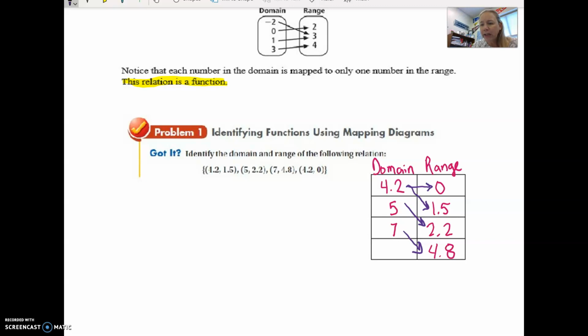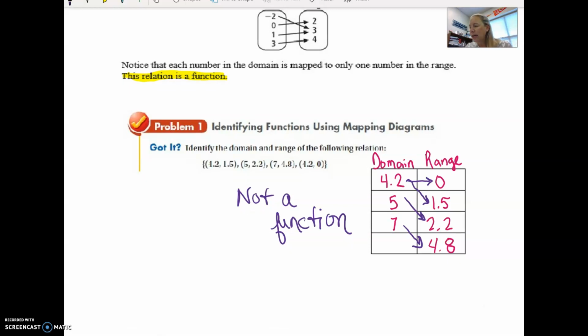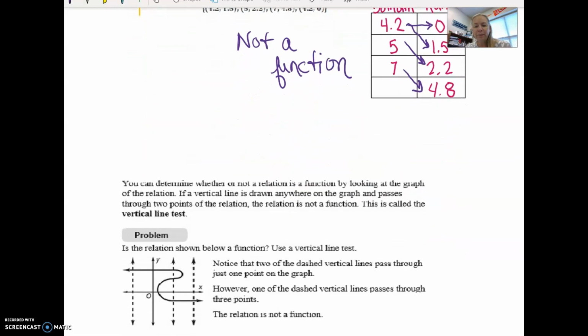But right here I can see, because there are two ranges for the domain, we would say that this is not a function. That doesn't work. Okay. And just something to be aware of that you can see if you are making a mapping diagram there. Okay. Let's move on. I had to turn the page here.